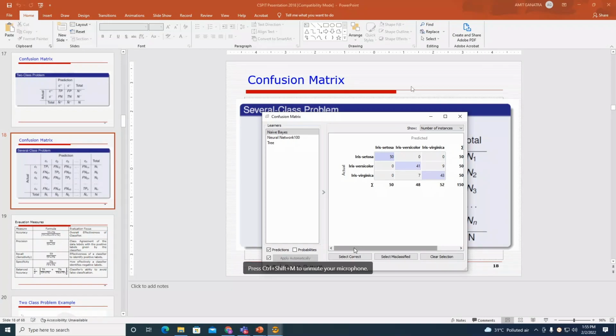16. Right? So whether it is 2 cross 2 or 3 cross 3, you can easily find out how many values have been misclassified. So if you have to calculate accuracy, tell me how you are going to calculate it: this value divided by total. So 50 plus 41 plus 43 divided by all, that is your 150, is nothing but my overall accuracy of the classifier. Same way, other terms you can calculate: precision, recall, sensitivity, specificity.